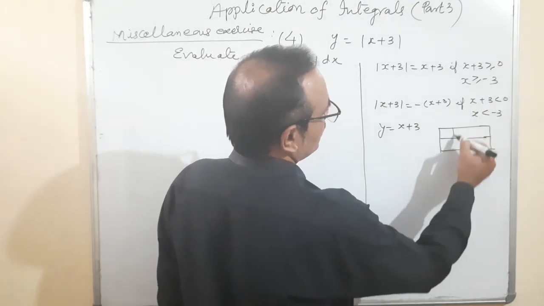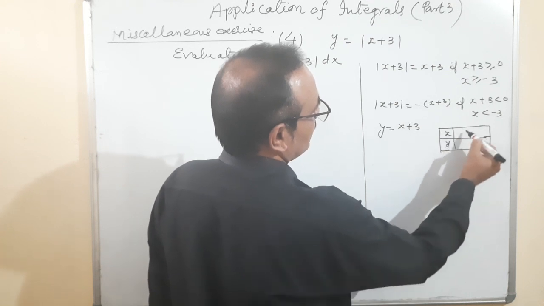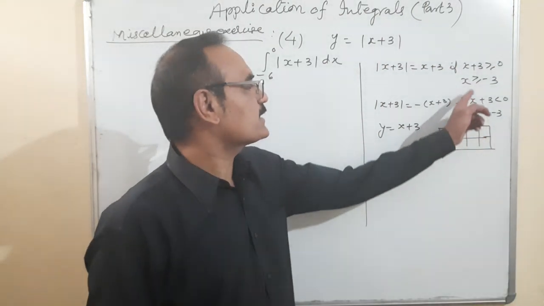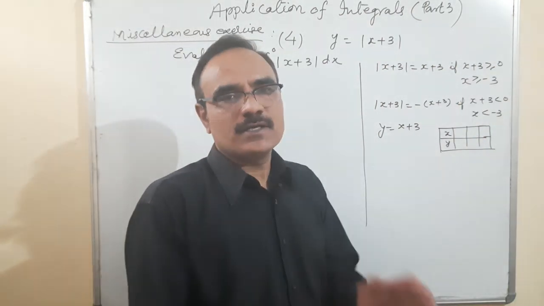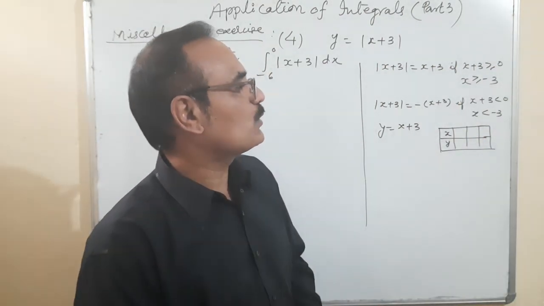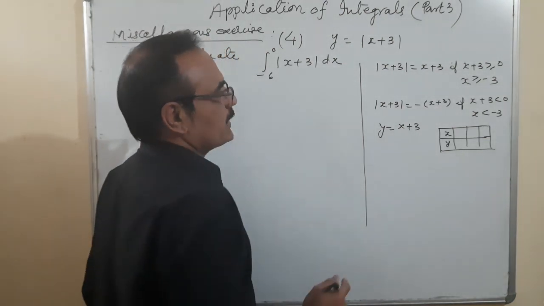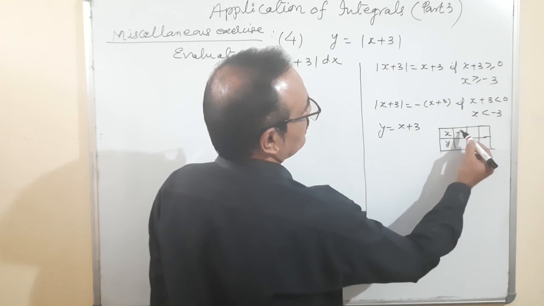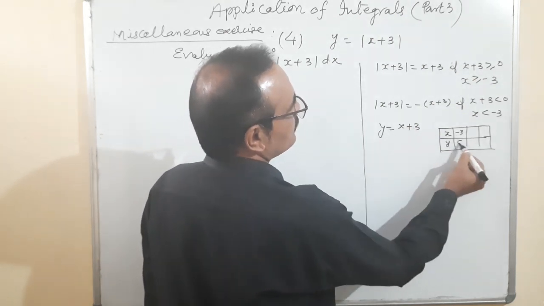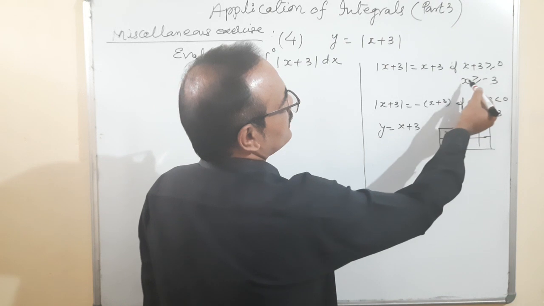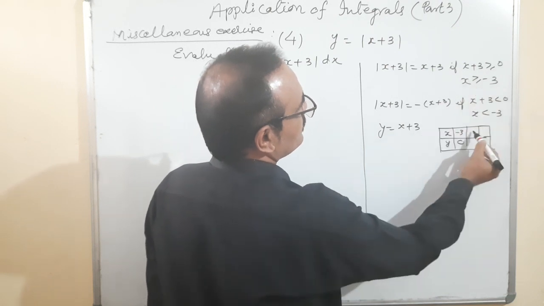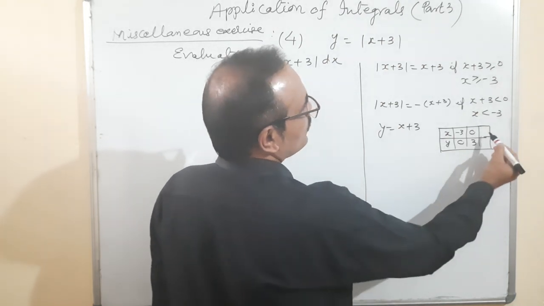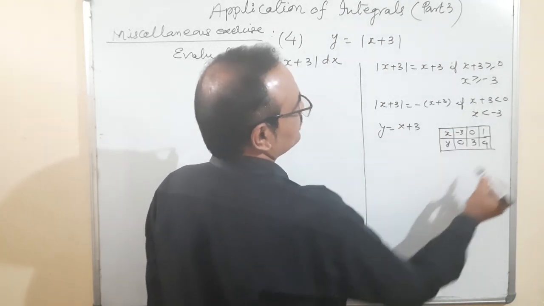Some corresponding values we are getting of y and x. Here the condition is x is greater or equal to minus 3, so the values we take are greater or equal to minus 3. Let us take minus 3 in place of x: minus 3 plus 3 is 0. Then minus 2, or x is equal to 0, then y is equal to 3. One value is 1, so it is 4.